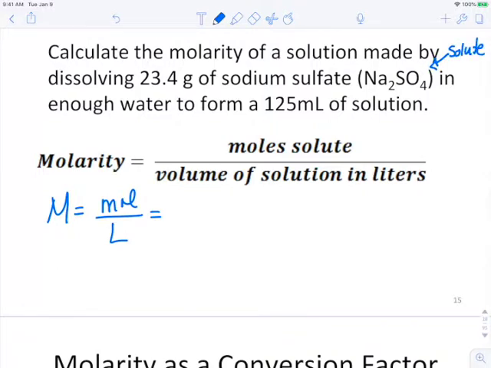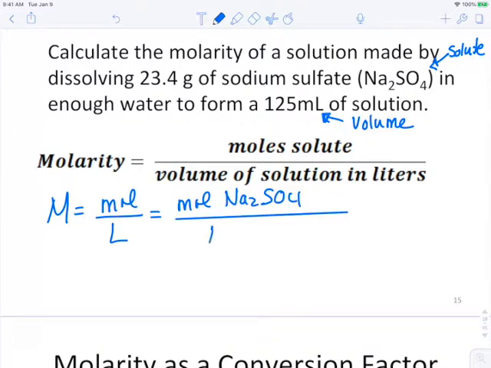So I told you that water is generally our solvent. But here we are going to form 125 milliliters of total solution. So this will be our volume. So I'm going to have you calculate the moles of our sodium sulfate divided by the liters of solution. So what that means is you need to take your grams of sodium sulfate using the molar mass, turn that into moles, and take the milliliters, turn that into liters, and you'll divide them to get the molarity.